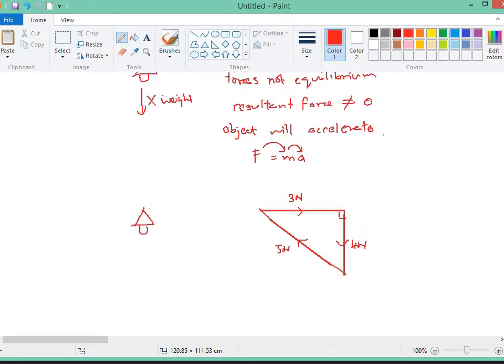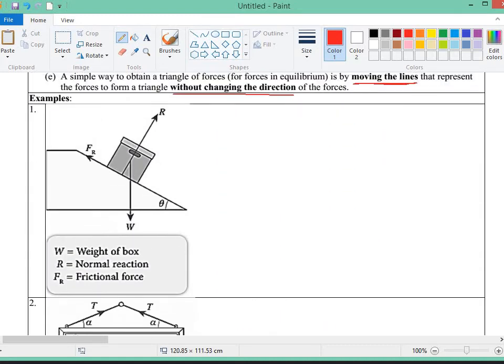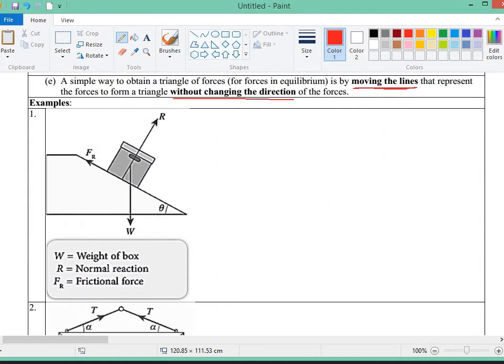Now, let's try an example. We have an inclined plane and three forces acting on this box: the weight, the friction, and the normal reaction. We want to build a triangle of forces that represents these three forces. We just use this simple way, the shortcut method.